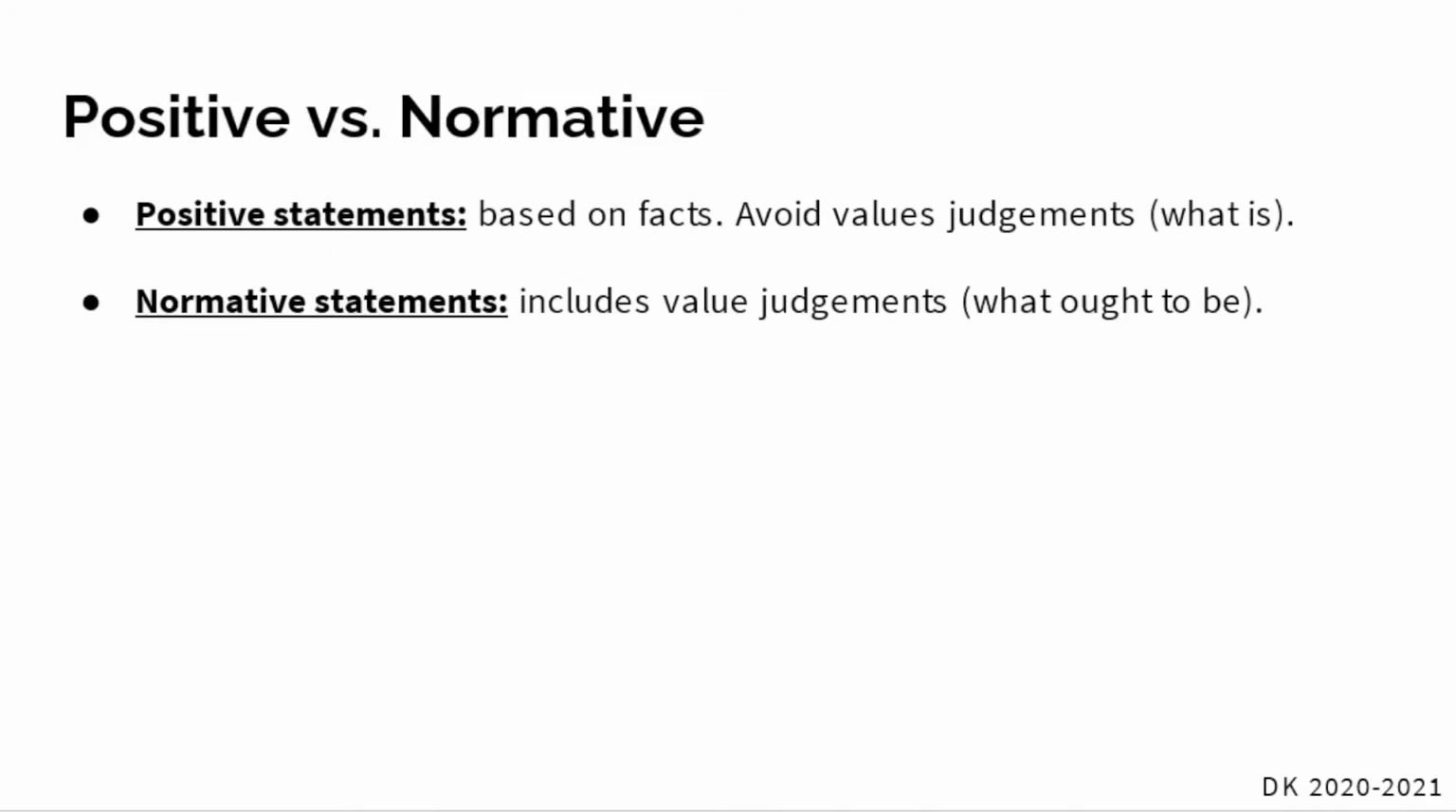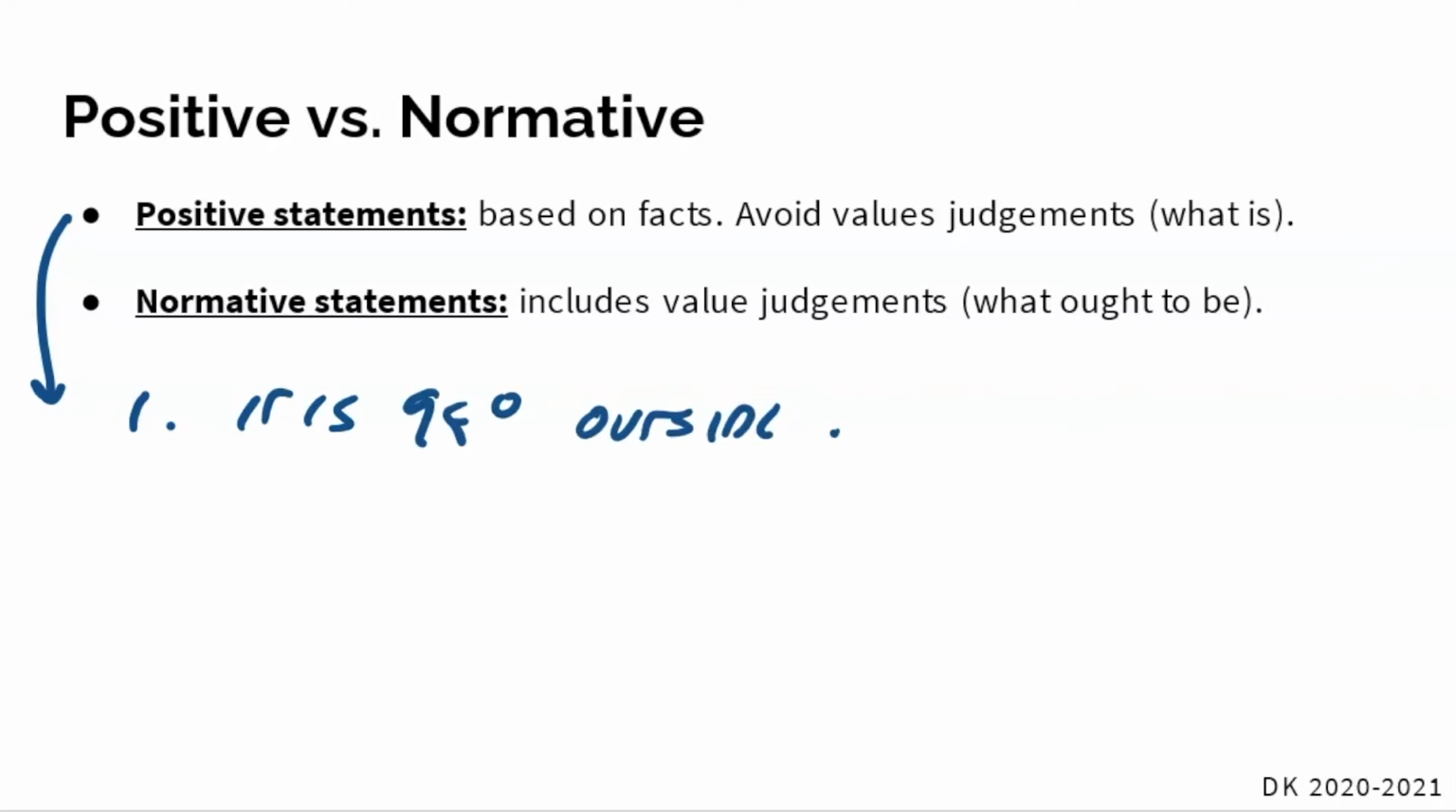And lastly, we're going to get into the difference between positive and normative statements. Positive statements are statements based on facts. Normative statements are opinion statements or value judgments. An example of a positive statement would be, it is 98 degrees outside right now. That is a positive statement. Why? Because it's a statement based on fact.